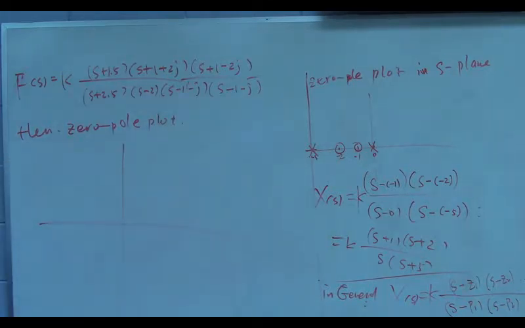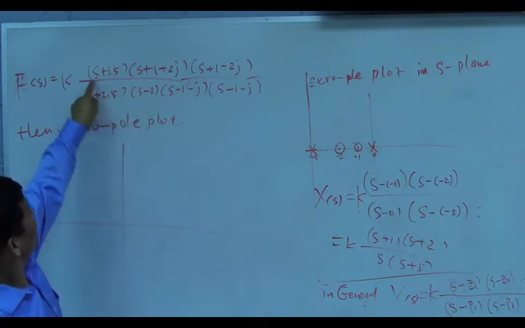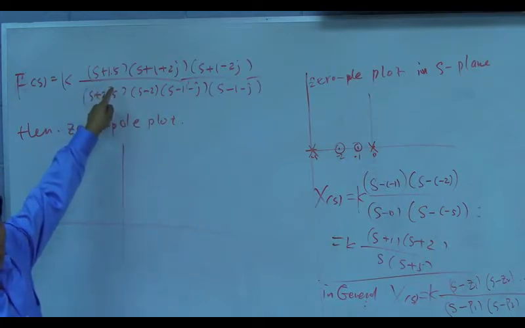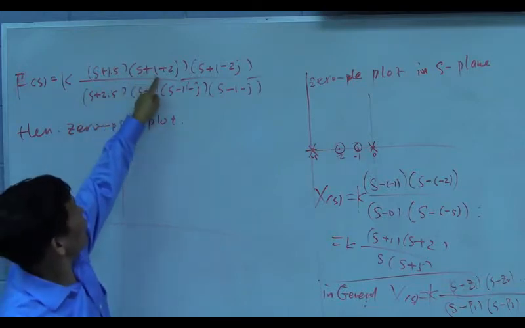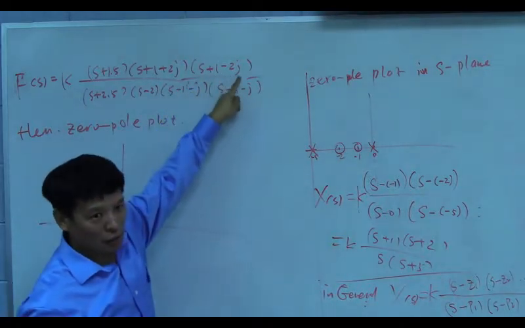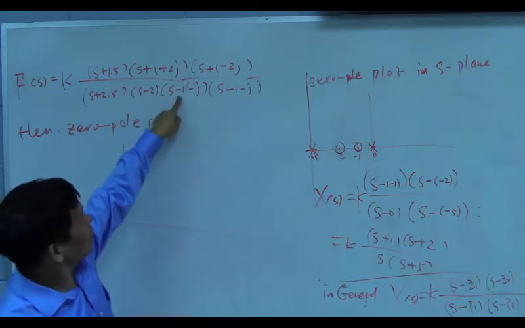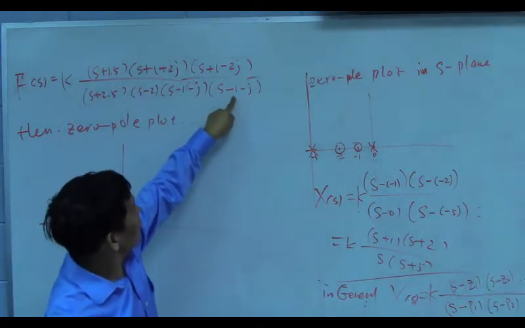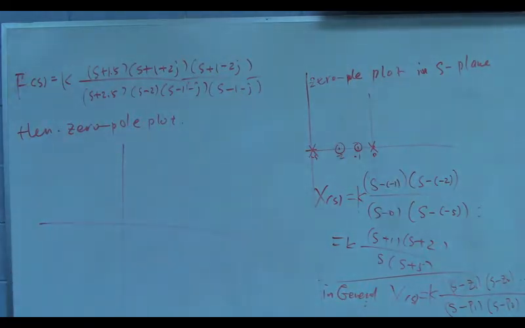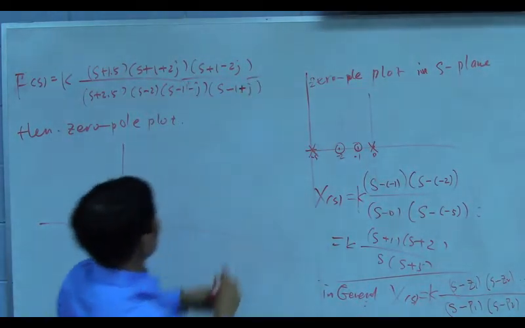In the numerator, the second thing is s plus 2.5? No, on the top. This one? Yeah, s plus 1.5, that times s plus 1 plus 2j. This one is s plus 1 minus 2j. This one is s minus 2. This one is s minus 1 minus j. This one is s minus 1. So I would like plus j here.